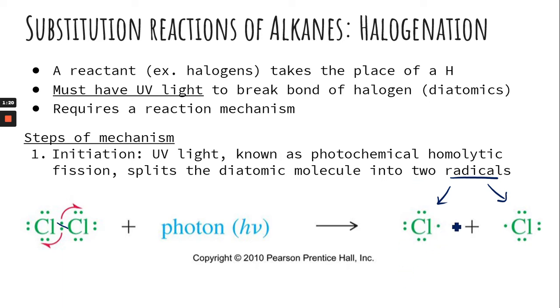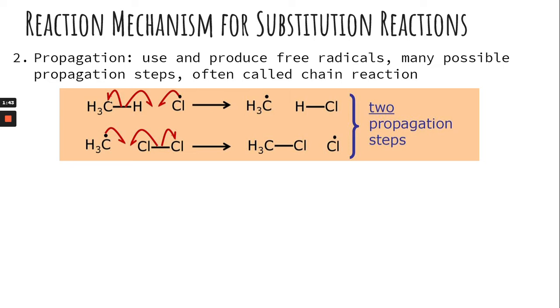Now sometimes you might see it just written as Cl with a dot, and that's because we understand that the other electrons, the other lone pairs, are pairs, and that they're not going to be involved in the actual bonding or reaction. It's going to be this one electron that's doing the reaction, or that's going to do anything at all. The second step, propagation, this is when you use the free radical.